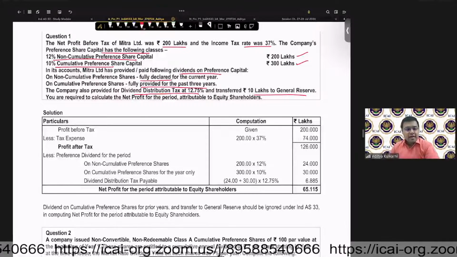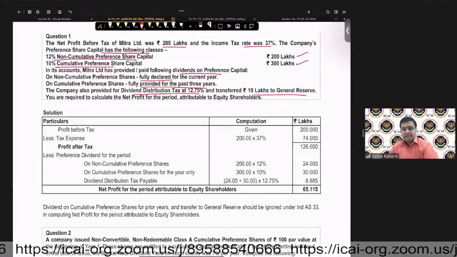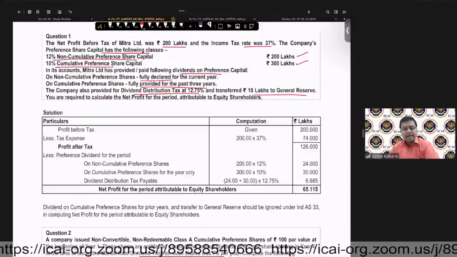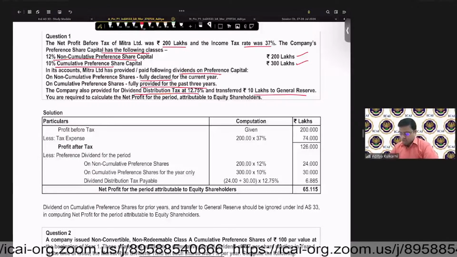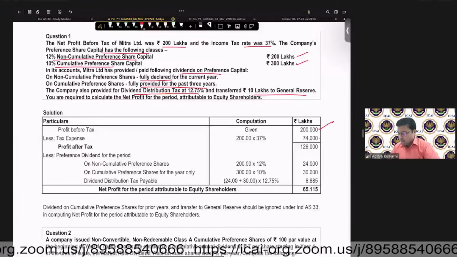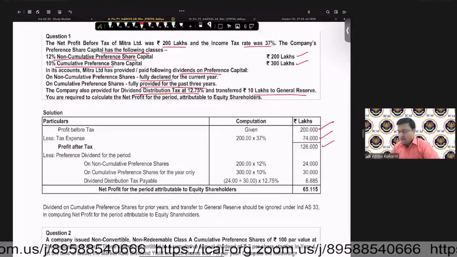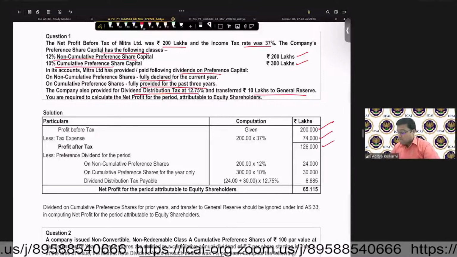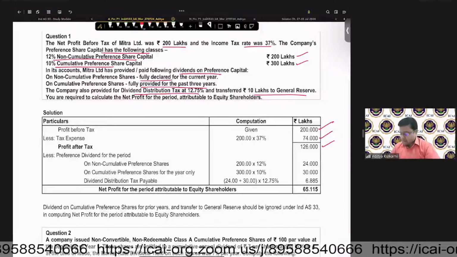Do I have to deduct preference dividend on the non-cumulative shares? Answer is yes, because it's provided in the current year. On the cumulative, only what is pertaining to the current year. So you have your PBT 200 lakhs. You have your tax expense 74 lakhs at 37%. So your PAT is going to be 126 lakhs.